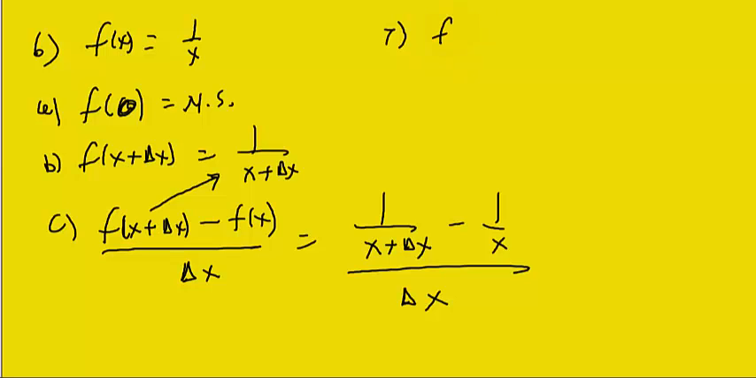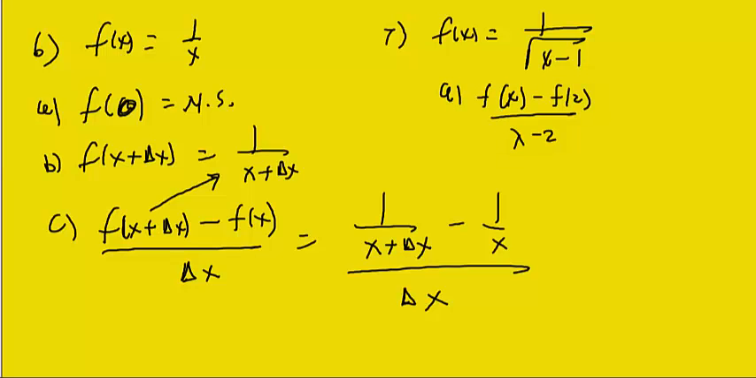Okay, number 7, f of x is equal to 1 over square root of x minus 1. A, f of x minus f of 2, all that over x minus 2. Okay, what is f of x? All that over 1 over square root of x minus 1. What is f of 2? When you put in 2 right there, you're going to get 1 on the bottom. So it'll be 1 over 1, which is 1. All that over, okay, x minus 2.